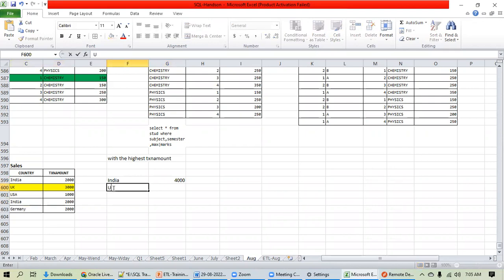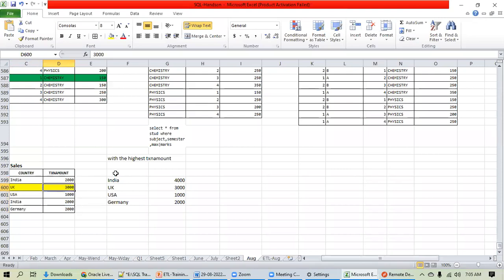So first of all, you have to add all the transaction amounts of India. This is 4,000. For UK, 3,000. Similarly for USA, 1,000. Germany, 2,000. Now the mistake you guys have made is that I asked for the highest transaction amount, and on this column you have derived the maximum. All of you have done the same thing. You calculated the maximum transaction amount here, and you told me that the maximum is UK. So your answer is UK.